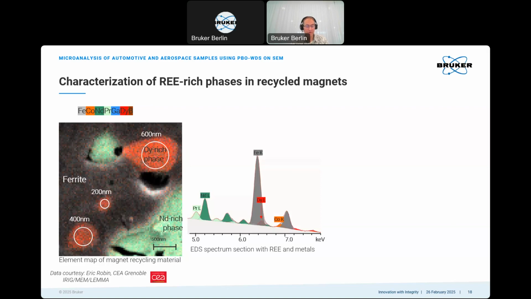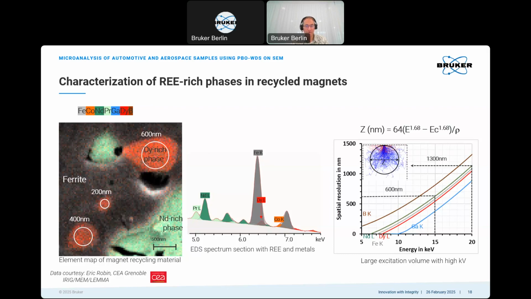Here is a part of an EDS spectrum of these samples. The metal K lines and the REL lines of interest are in the energy range of about 5 to 8 kiloelectron volts. Efficient excitation of these X-ray lines requires at least 15 kV acceleration voltage. And with 15 kV or more acceleration voltage, we end up at large interaction volumes.